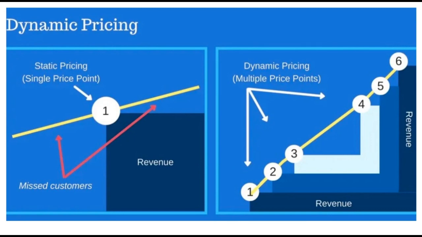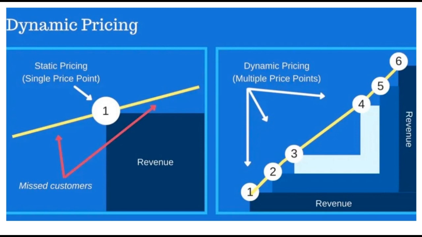Third pricing model is dynamic pricing. You can see this chart here. It's called static pricing and dynamic pricing. You can miss customers at some price points if you don't have those prices when your revenue grows. That's called static pricing.